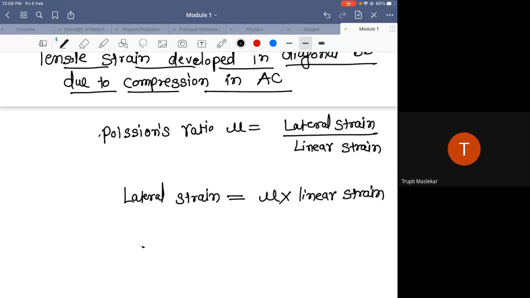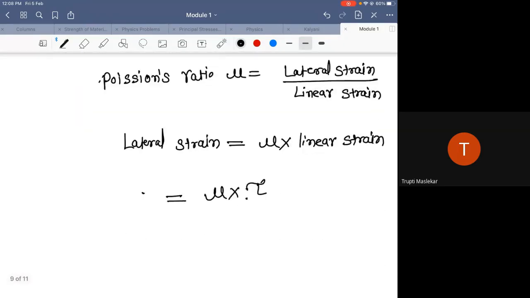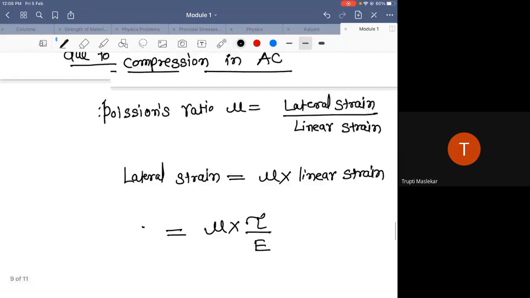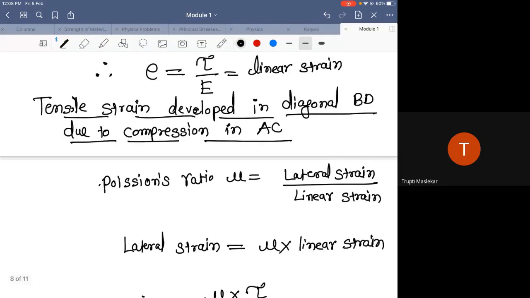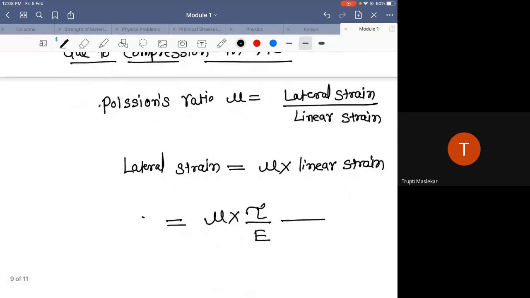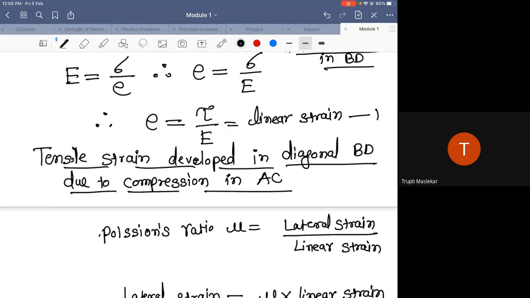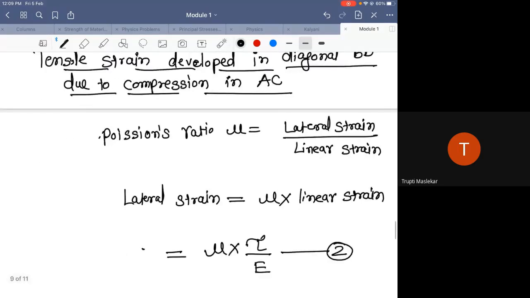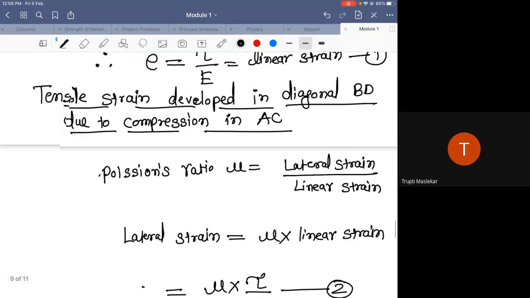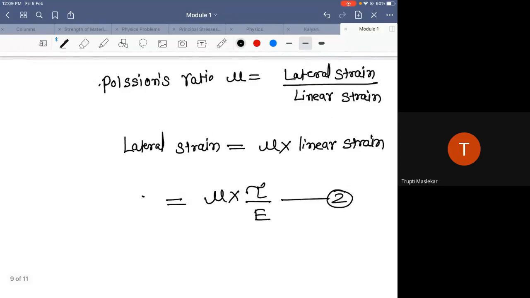that is nothing but that is equal to mu into linear strain, which is tau divided by E. Correct. We have earlier calculated this linear strain, tau by E, and the lateral strain is mu into tau by E. I will give this as equation number 1 and this as equation number 2. Correct. This is the linear strain and this is the lateral strain in diagonal BD.